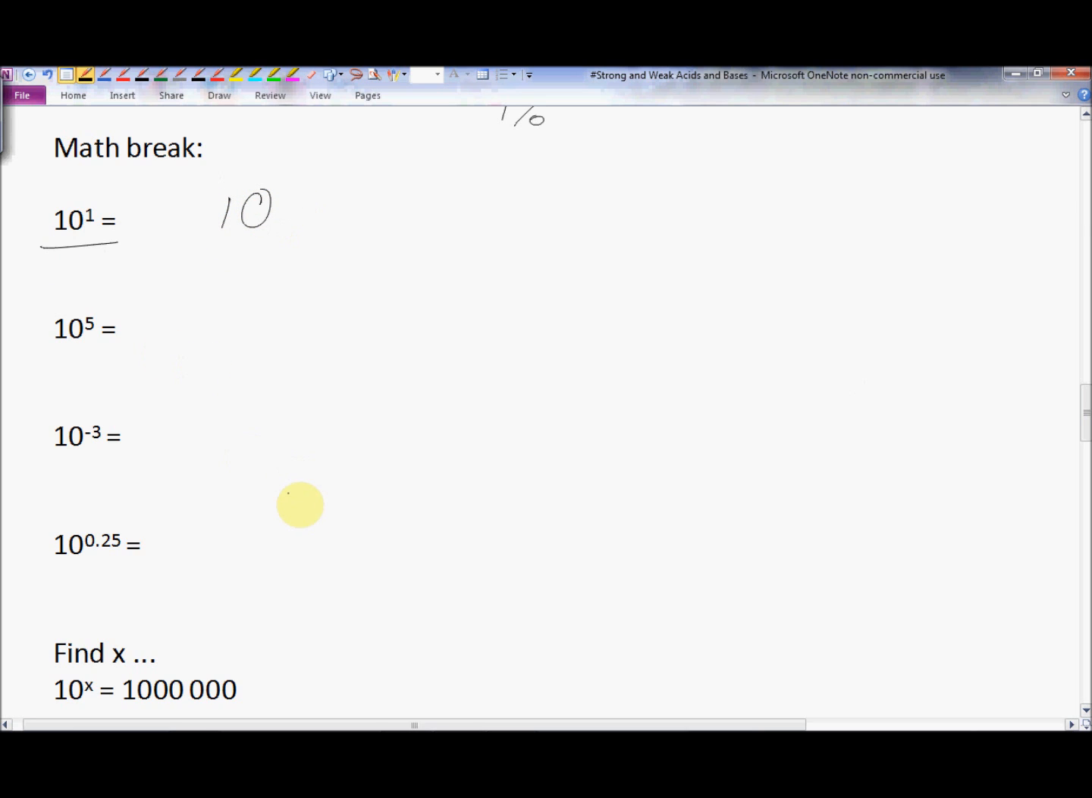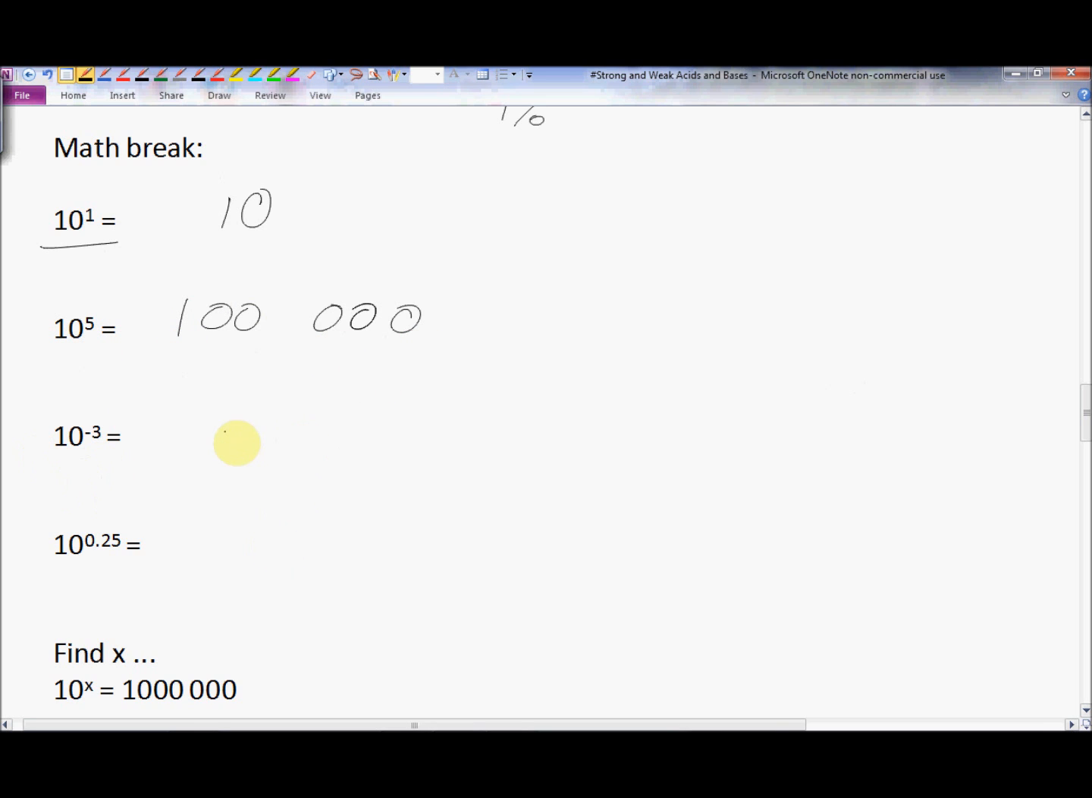10 to the power of 5, basically the 5 gives us the number of zeros in that number. So we're going to have 1, 2, 3, 4, 5. So 100,000 is 10 to the 5.